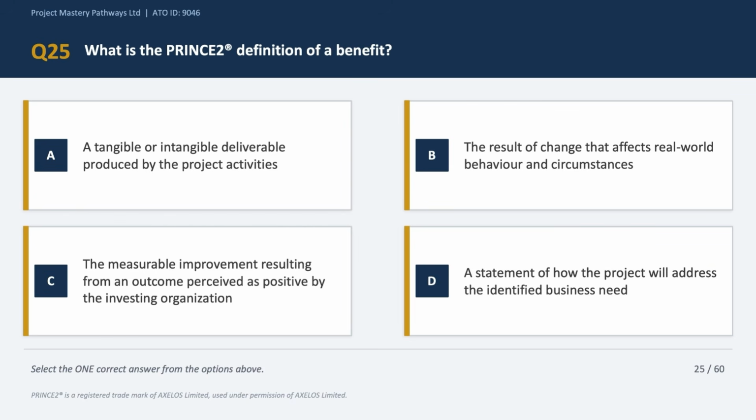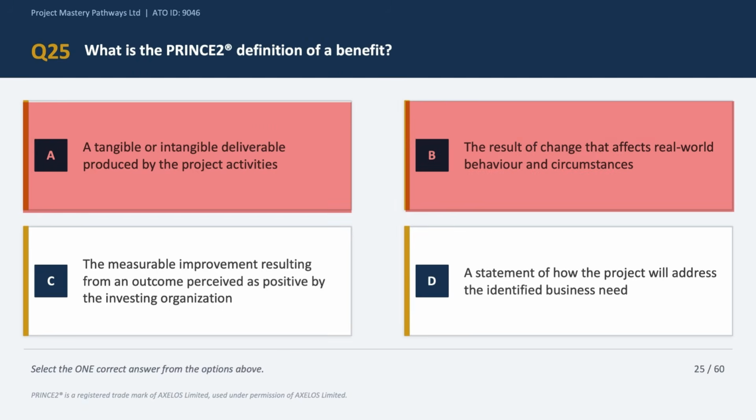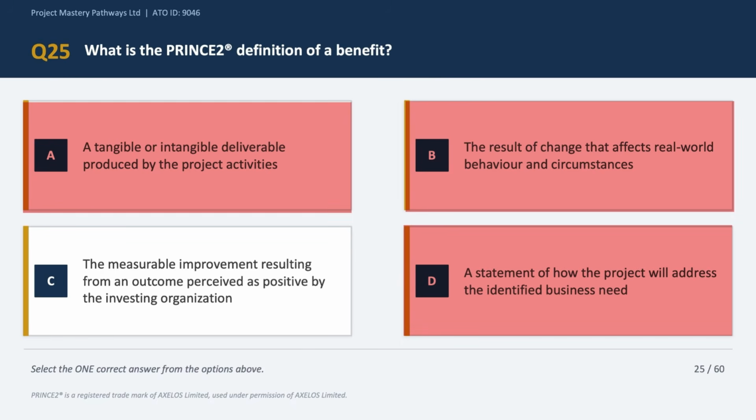Question number 25, again, a definition based question. What is the definition of a benefit in PRINCE2? Now option A says tangible or intangible deliverable produced by the project. Okay, now that is the definition of an output. So it's an incorrect answer choice. Option B says the result of the change that affects real world behavior, and that is the definition of an outcome. So we can eliminate option B as well. Option D says a statement of how the project will address the business need. Now that sounds more like the purpose of a business case, okay, not the definition of a benefit. So option D is incorrect as well.